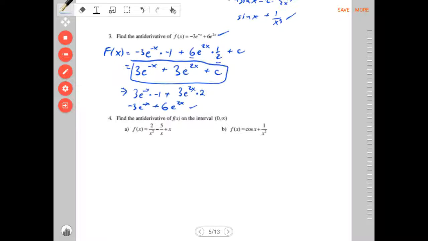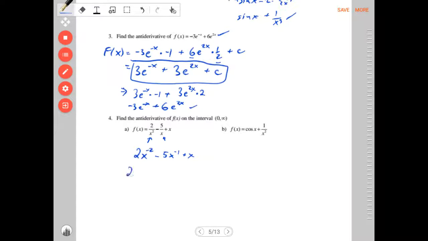One thing you're going to notice very quickly is having an x squared on the bottom, we're going to write that as x to the negative 2. We're not going to do that with the 1, and I'll show you why just once so you can see what's going on. So that's 2x to the negative 2, and let's do that for this one too, 5x to the negative 1, plus x.